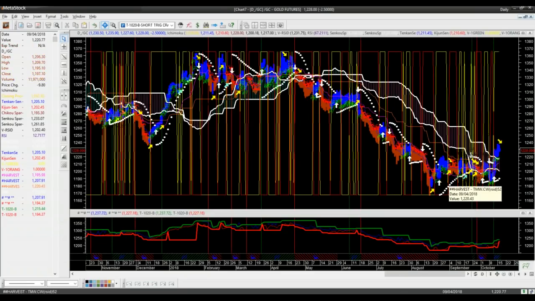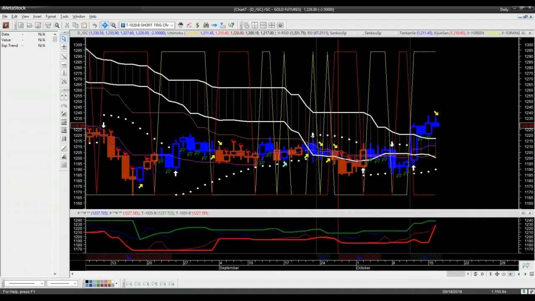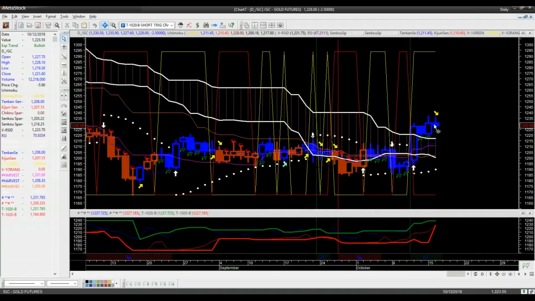All right, let's see. We got now gold. Gold has been stronger than the silver. Gold has gotten above the Kumo cloud now, and you got your bulls lining up. Unfortunately, for tomorrow, we do have a crash alert that you got to be on the lookout for.